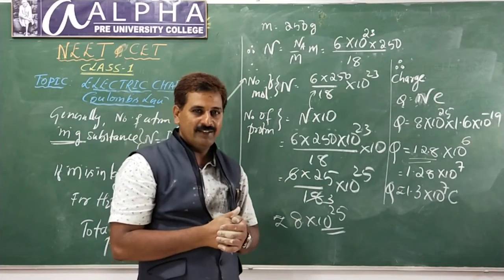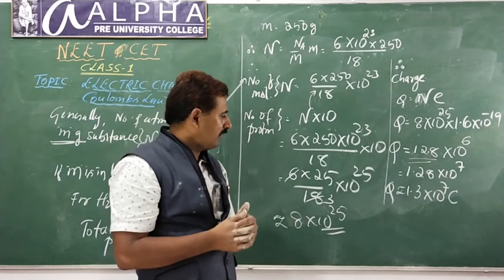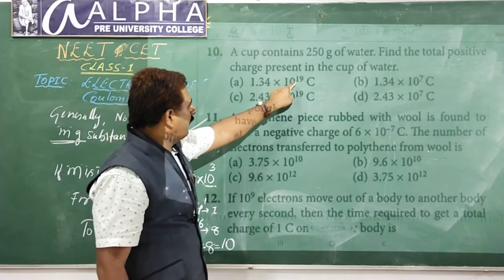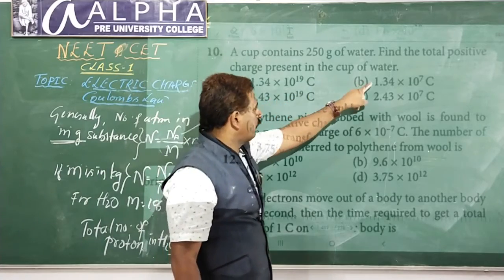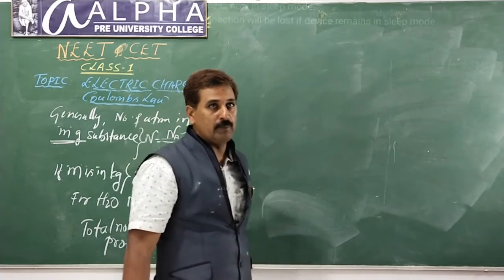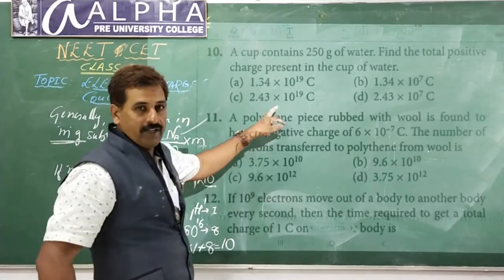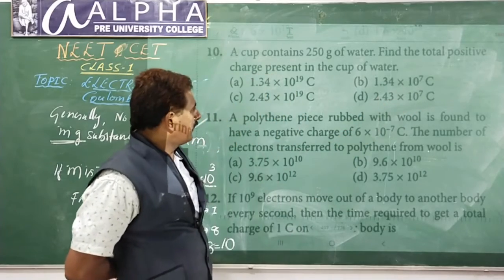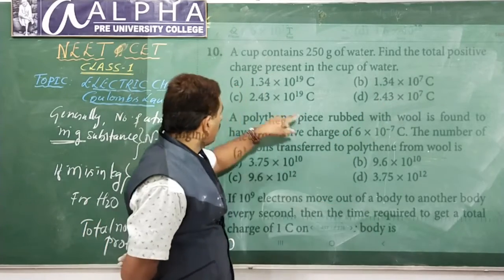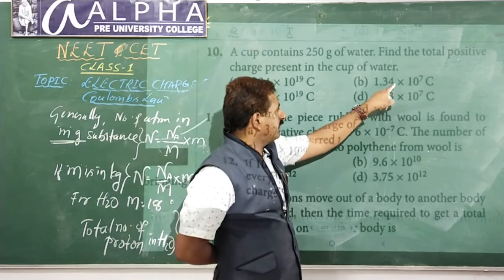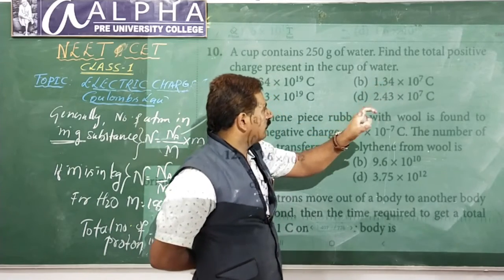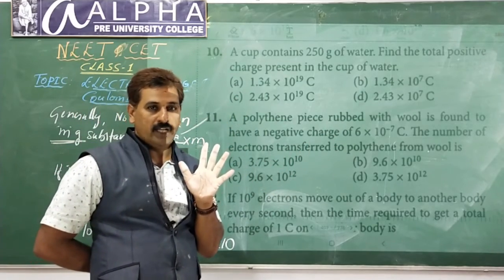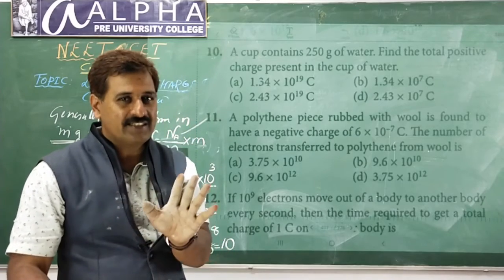Is it there? Okay, we will see the question. See the options. First option, 1.34 times 10 power 19, 2.43 times 10 power 19, 1.34 times 10 power 7, 2.43 times 10 power 7. Here we got the answer, 1.3 times 10 power 7, but it is 1.34, because I used 6 instead of 6.023 for NA. NA value is 6.023. I used just 6 to approximate.